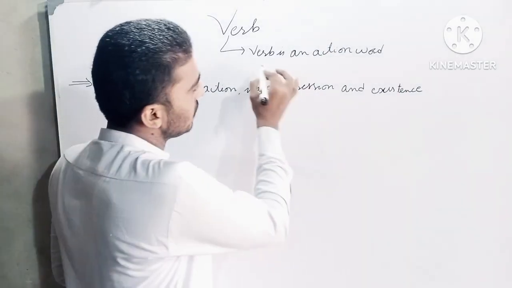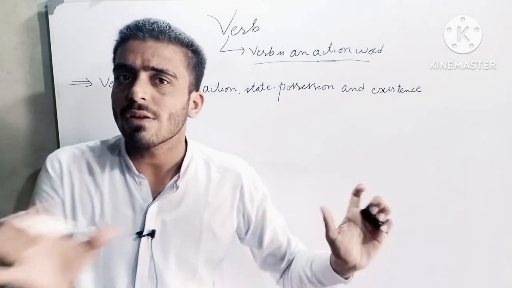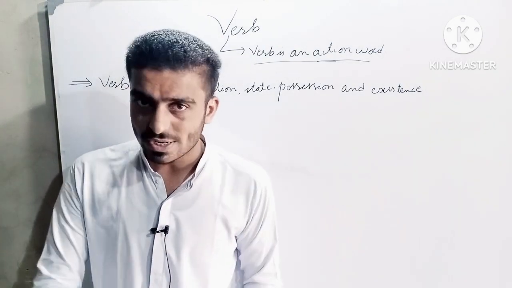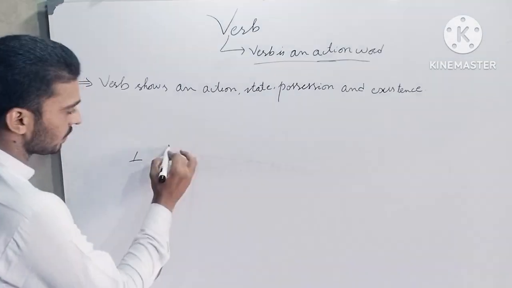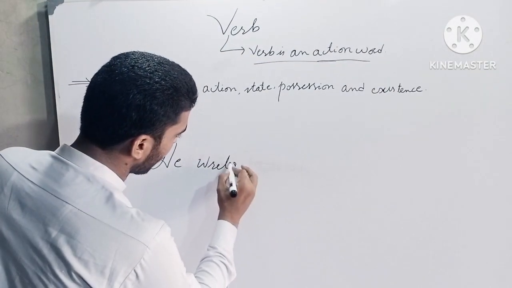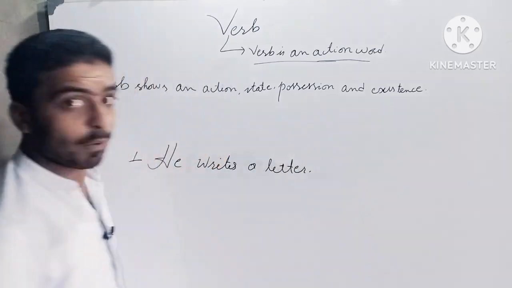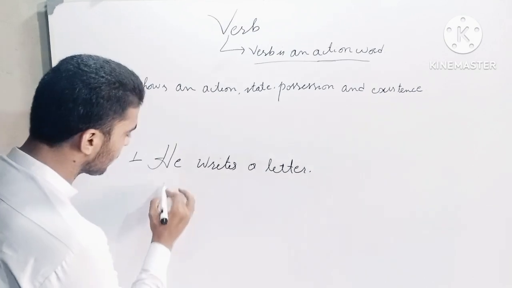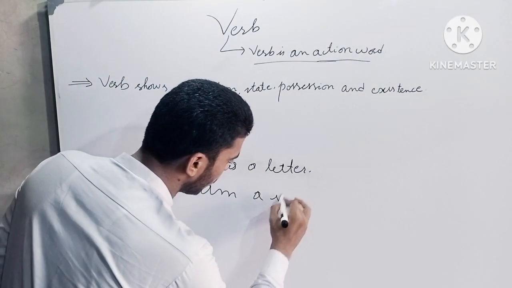Here it is written that a verb can only show action. Verb is an action word, it means it is always going to show action. If we consider two sentences, I am going to write them. First is "He writes a letter," and the second sentence is "I am a student."